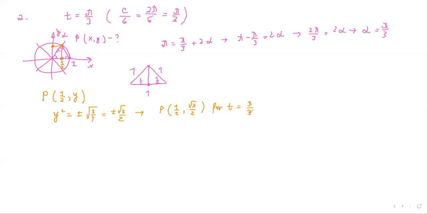for t equals pi over 3. And of course, you can go around for negative pi over 3, for example, and negative pi over 3 is going to be somewhere here, right? And that's going to have the same x, but negative y, which is going to be this minus 1. Maybe I should write it down. So P 1/2, negative square root of 3 over 2 is going to be for t equals negative pi over 3. Okay, very good. Now one more special angle, and we are going to have our table.